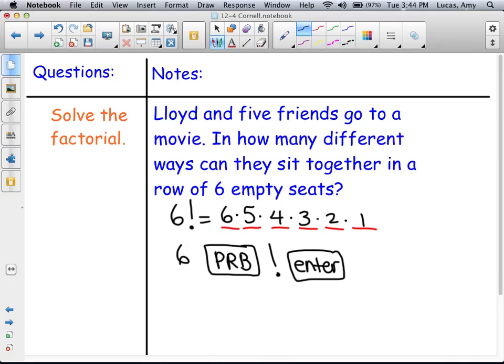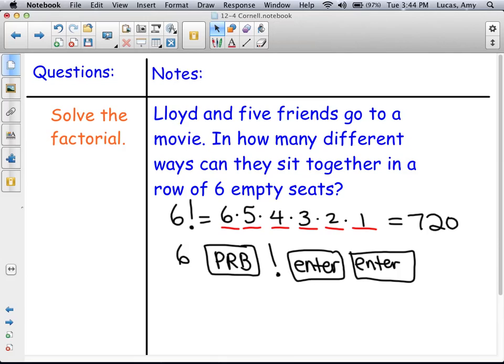And then push enter again, and it gives you the answer, which is 720. So instead of multiplying it all out by hand, there's a key on your calculator that makes it a lot quicker. If you don't have a calculator like this at home, I'm sure you can search online, like calculators.com, and use an online calculator.